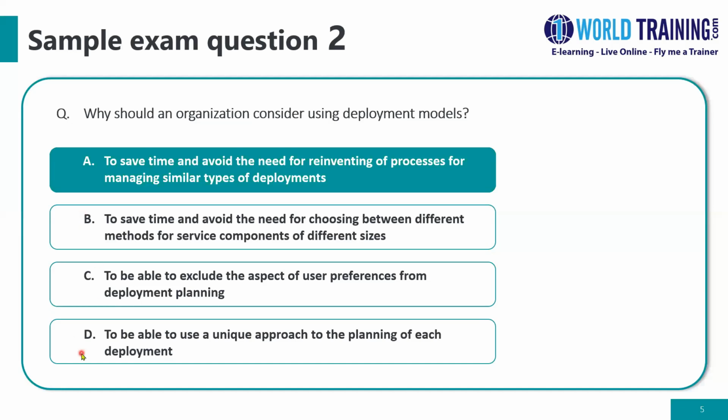Now, option D is close, to be able to use a unique approach to the planning of each deployment. Now, we don't want to have a unique approach for each deployment. We need some commonalities between various deployments, maybe for specific deployment type or category, and therefore we need a deployment model. Otherwise, we would have hundreds of deployment approaches for 100 different deployments. We don't want that, but rather we would have a few types of deployment models based on different types of deployments.